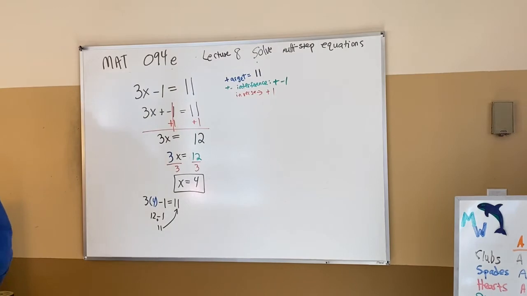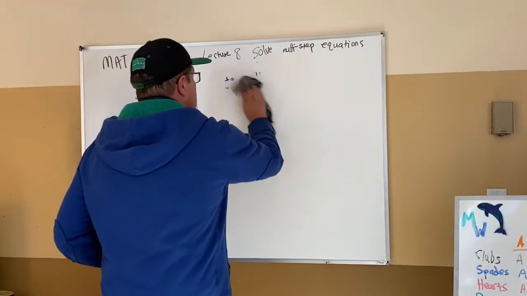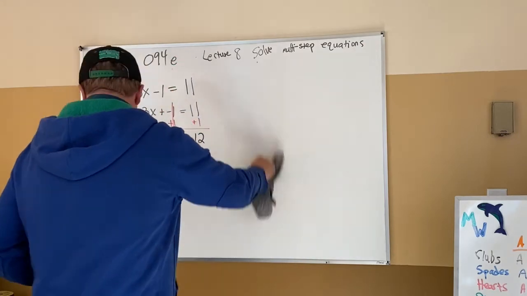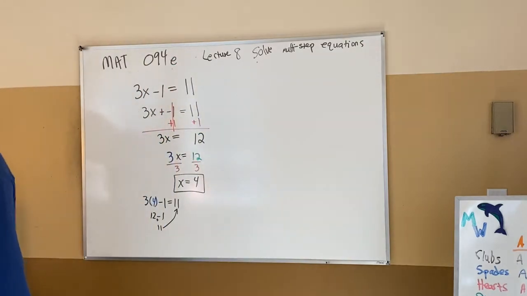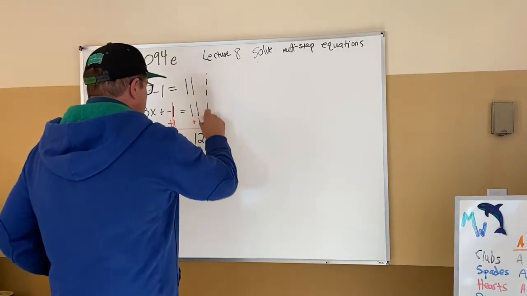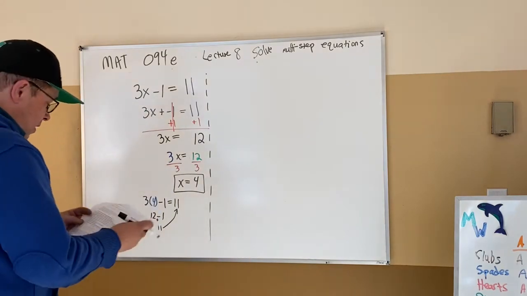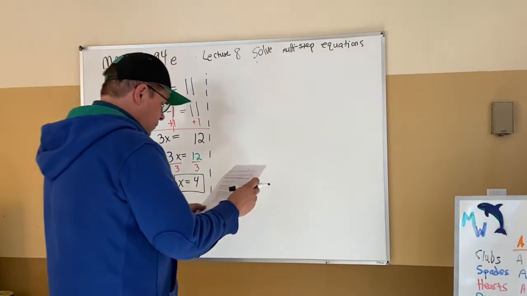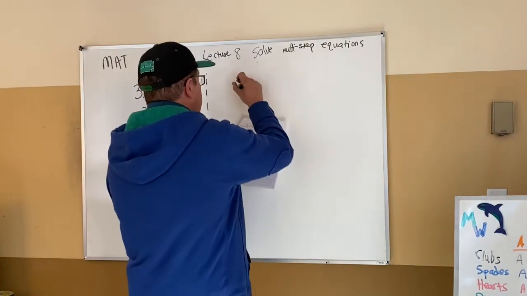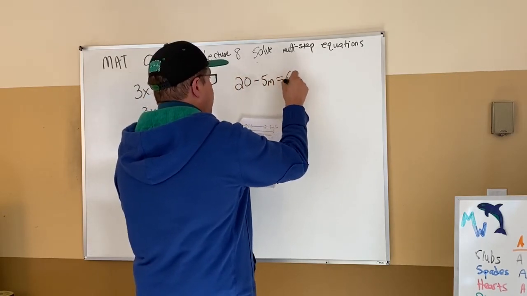So I have another problem for you. Remember that what it says in the rules is to look for parentheses first, get rid of them. Look for like terms on either side, get rid of them. Then go after x's on one side, numbers on the other. And I'll get them more challenging as we come along through them. Okay, 20 minus 5m equals 65.